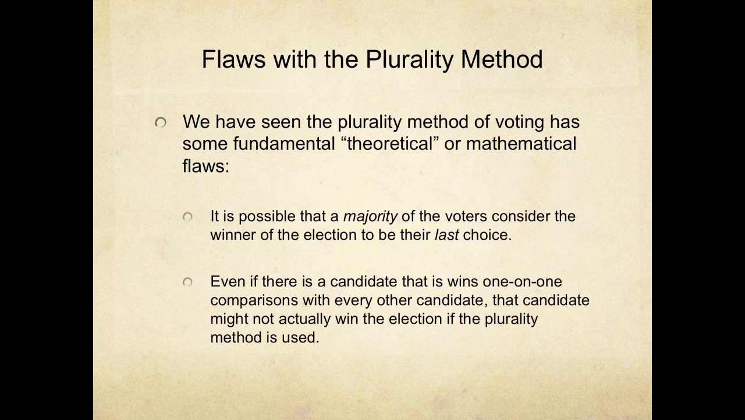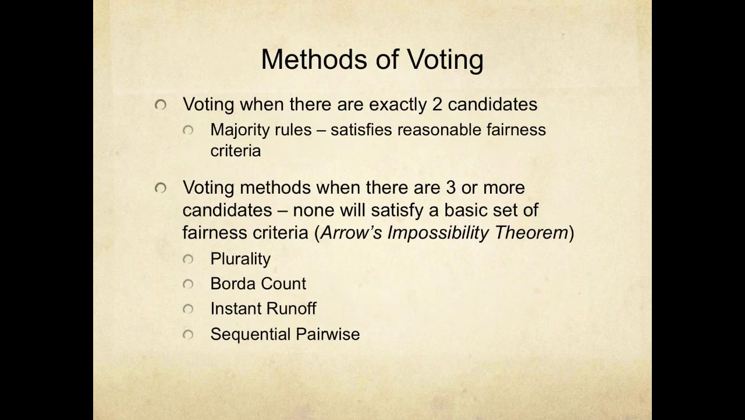So, flaws with the plurality method, two highlighted so far. We have seen the plurality method of voting has some fundamental theoretical or mathematical flaws. It is possible that a majority of the voters consider the winner of the election to be their last choice. And even if there is a candidate that wins one-on-one comparisons with every other candidate, that candidate might not actually win the election if the plurality method is used.